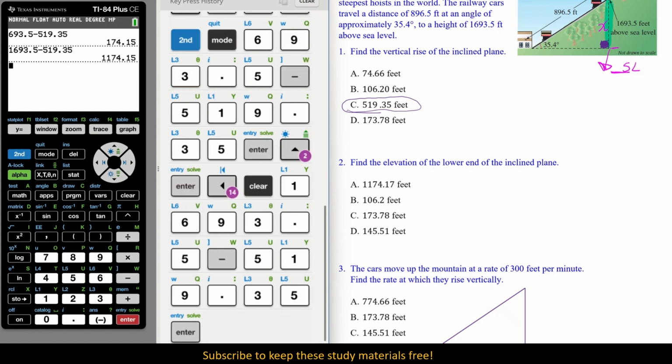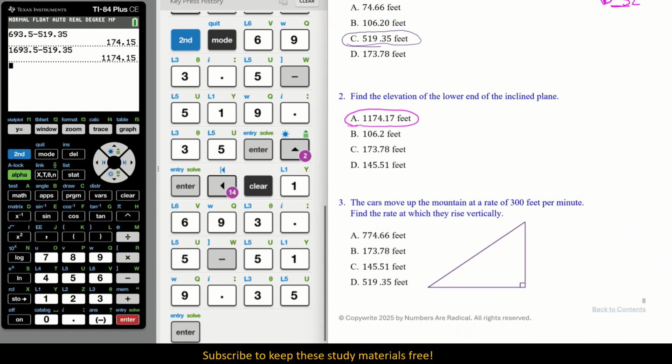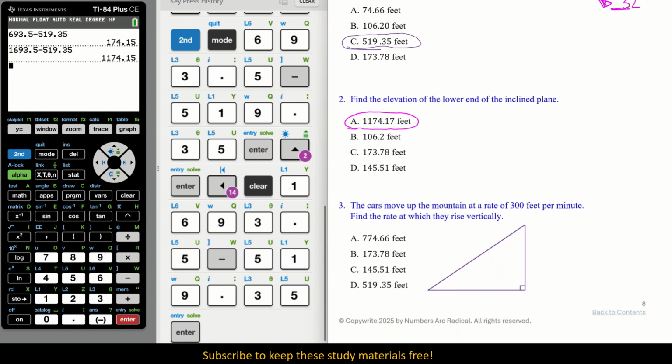So now let's push enter. Much better. And also, when I looked at A, it was 1,000 off, which made sense to me. Okay. All right. Let's go to number 3.